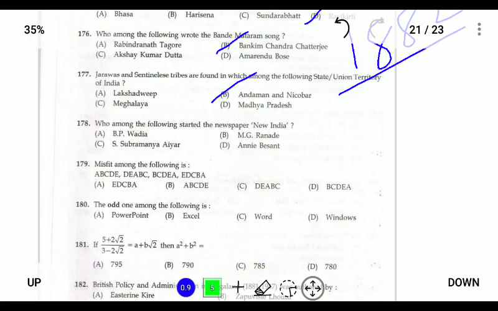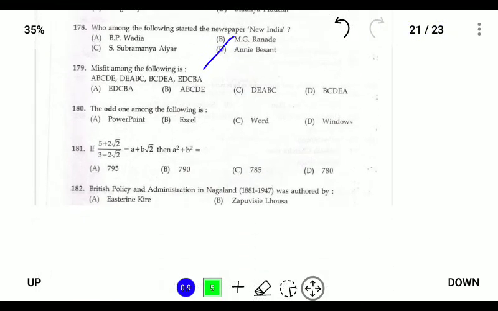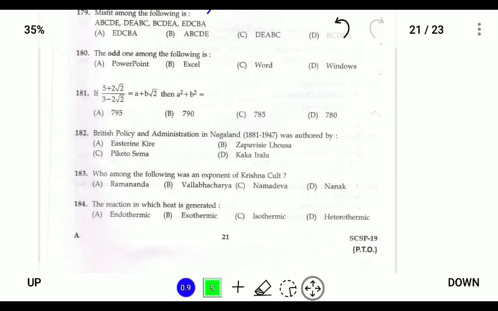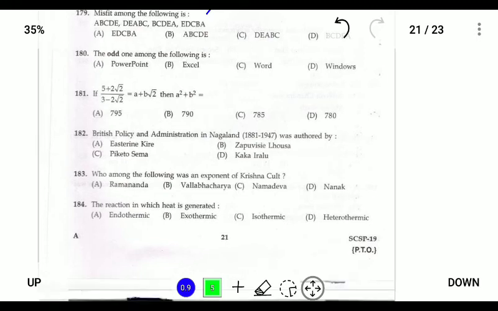Who among the following started the newspaper New India? So New India was started by Annie Besant, and his other newspaper was also known as Commonwealth, and he is one of the important founders of the Home Rule League movement in India, along with B.G. Tilak. So then 182. The British policy of administration in Nagaland was authored by. So the British policy in administration was authored by Pikito Sema.